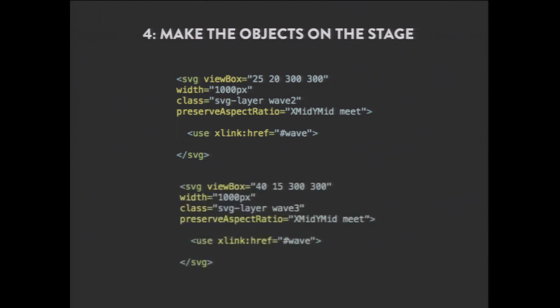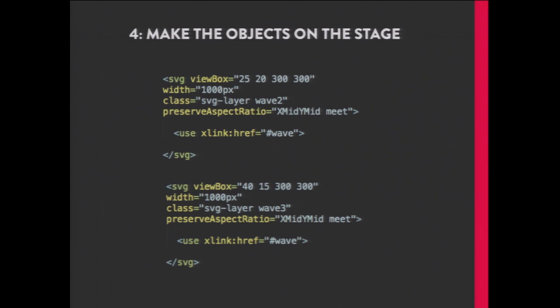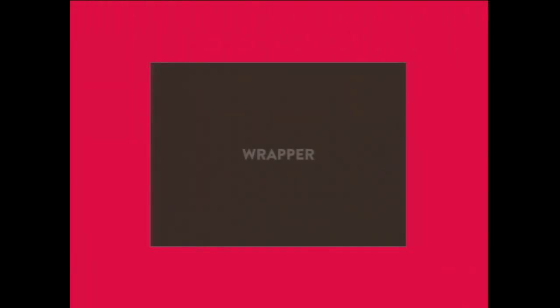And so now you've got two waves. You might not be able to see it because I have a wall of code here, but in the view box, I've actually adjusted the first two numbers. And that's just so that they can layer over each other. So just to quickly recap, we have our wrapper.